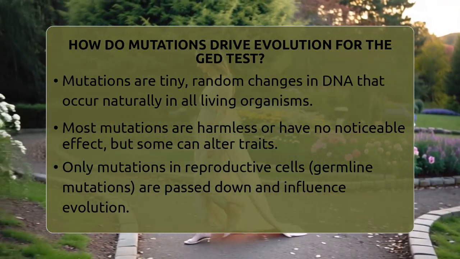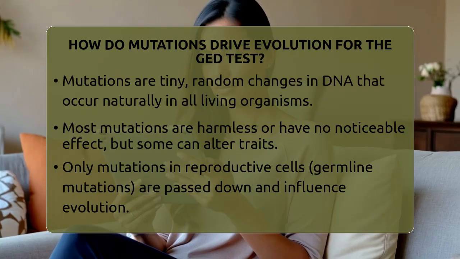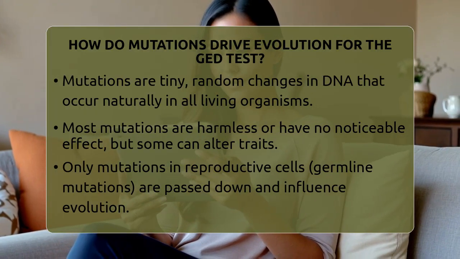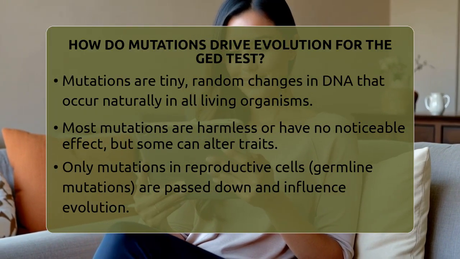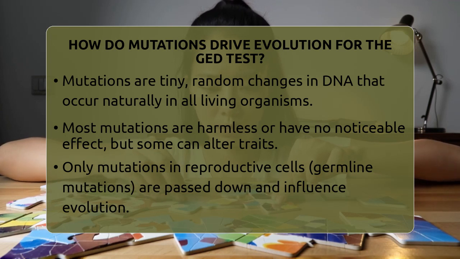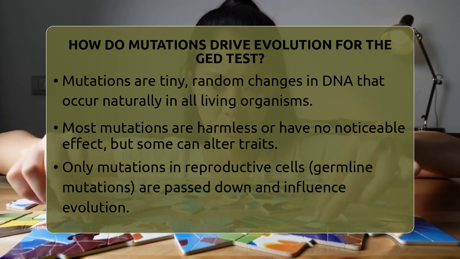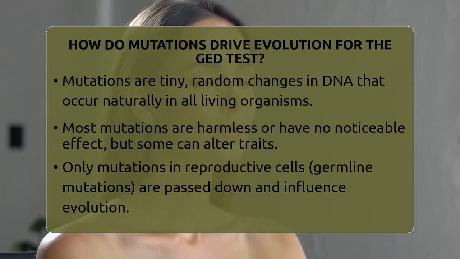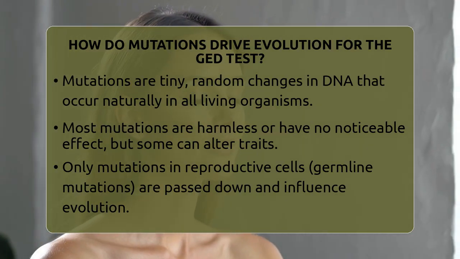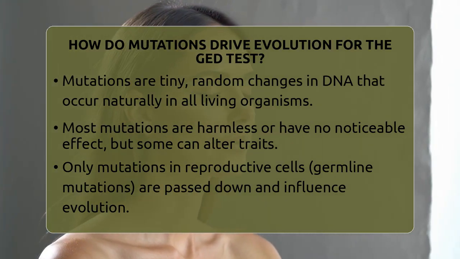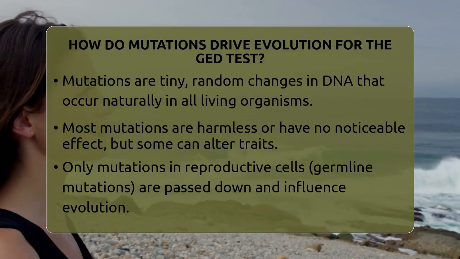Without mutations, species wouldn't change or survive new challenges. So, how do these small changes actually lead to big differences over time? Let's find out. Mutations are random alterations in the DNA, which is the genetic material inside every cell. They happen naturally and all organisms experience them.